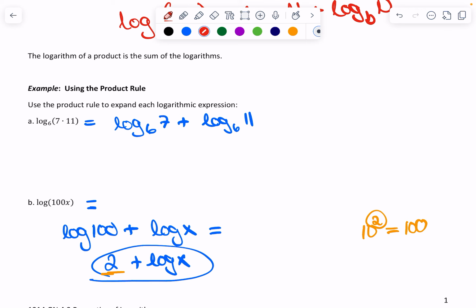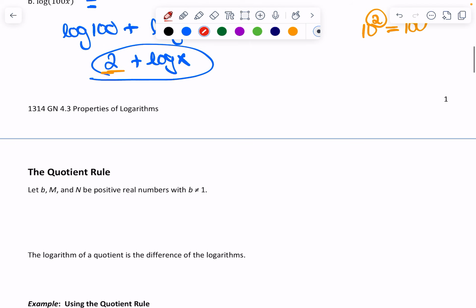Okay, next rule that we're going to look at is the quotient rule. Excuse me, I've got something in my throat right now. Okay, let's see if a drink of water helps.